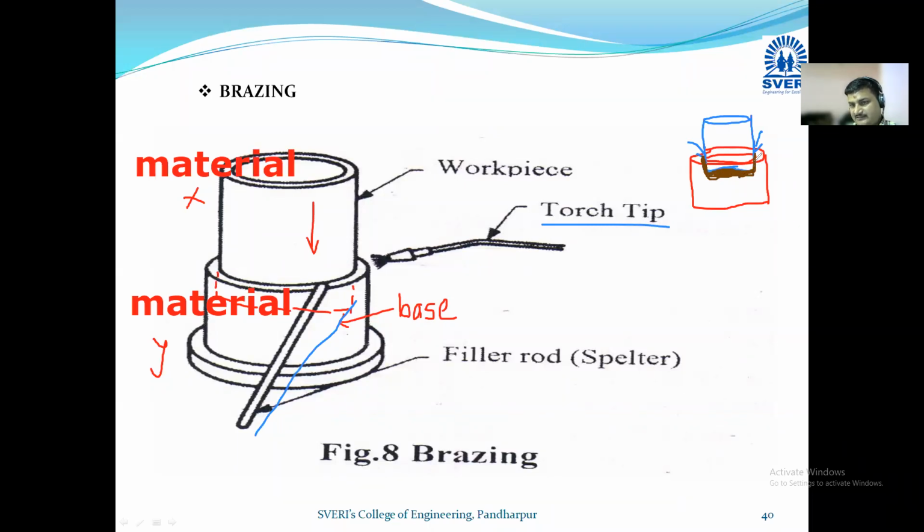And that melted filler rod, we are allowing in the small gaps between material X आणि material Y.